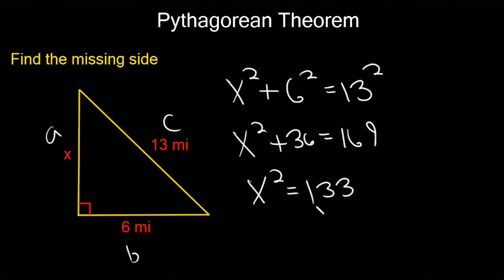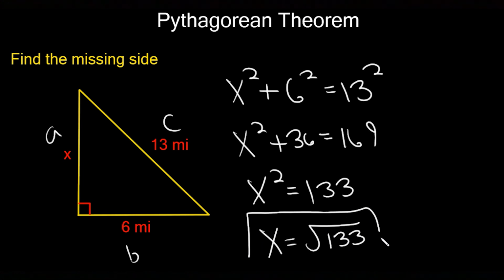So what I'm going to do here instead is write it as x is equal to the square root of 133. And again, it's going to be positive because we're talking about a length here, right? This is it. Okay, this is my final answer. Okay, let's try another example.